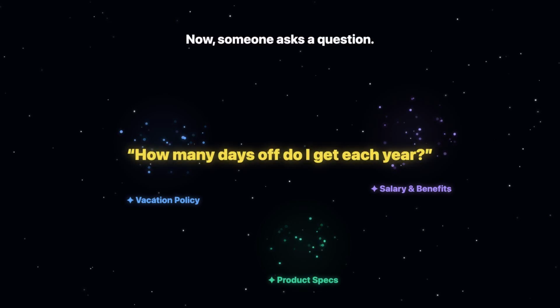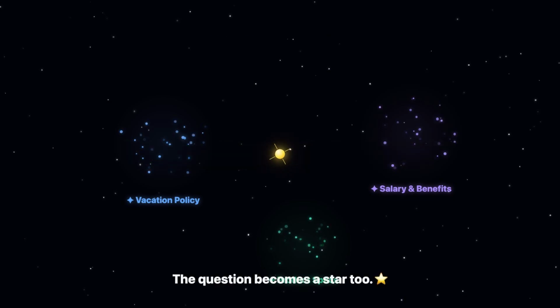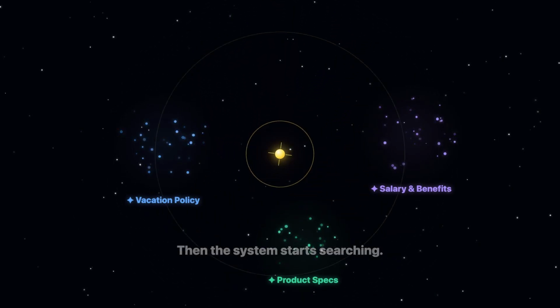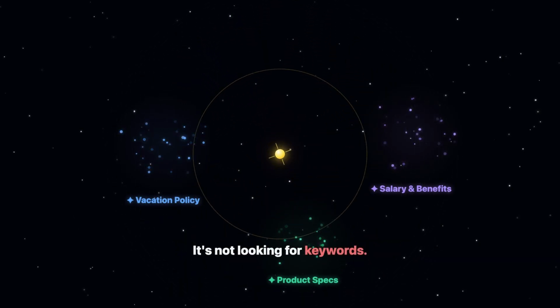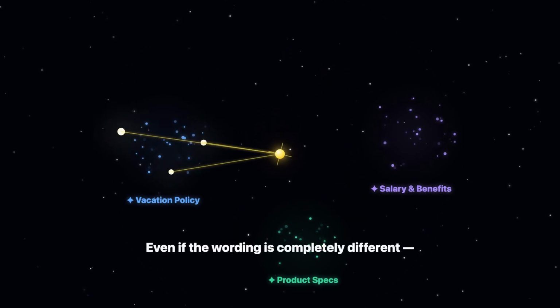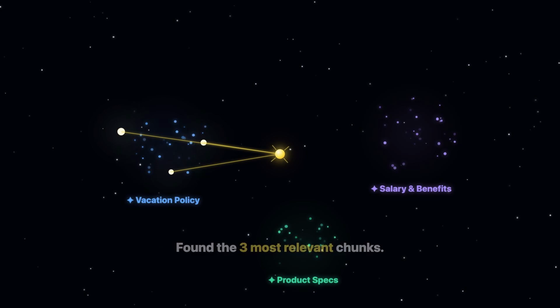Now, someone asks a question. How many days off do I get per year? This question also becomes a star in the universe. Then the system starts searching. It's not looking for keywords. It's looking for the stars closest in meaning. Look, even though the wording in the question is completely different from the files, the meaning is similar, so they sit close together in this universe.